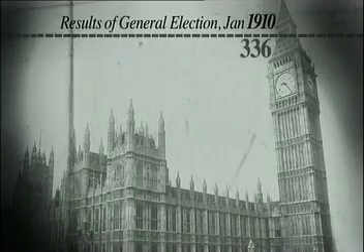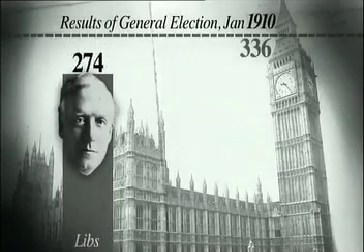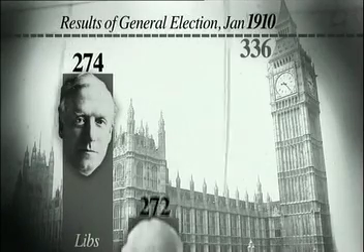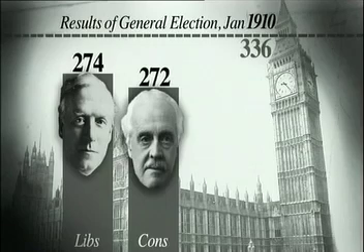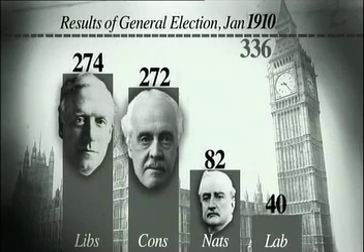So we do have the final figures, and it's a mixed picture for the Liberals. They've lost many seats, down to 274, but they had been expecting to lose many more. A good result for the Unionists, who are now just behind them on 272. It looks like the Irish Nationalists now have 82 seats and the Labour Party has 40. Well, let's discuss the implications with our correspondent Daniel Britton. So, Mr Britton, what does this mean for the kingdom, the empire, Mr Asquith and his party?